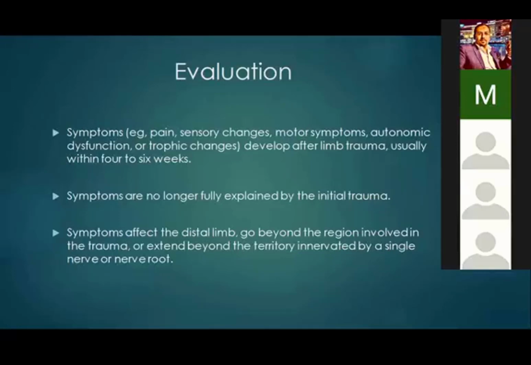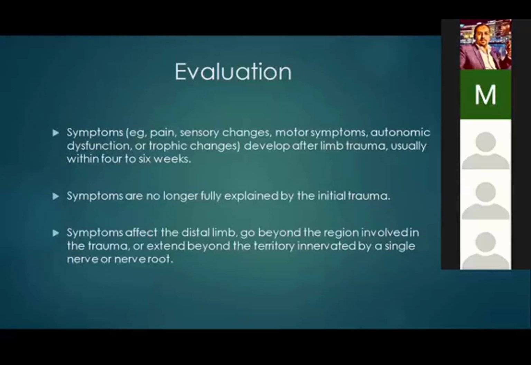Regarding the symptoms, as I mentioned, the symptoms are usually pain and sensory changes, so the patient might feel numbness, pins and needles, or what we call paresthesia. He might have motor symptoms such as the limb is weak, motor power is less. There is autonomic dysfunction, and this is in the form of sweating or temperature changes, as I mentioned, or trophic changes.